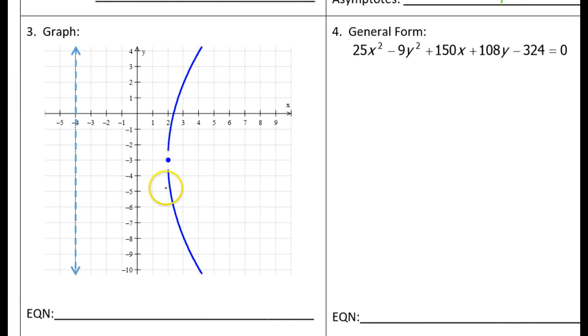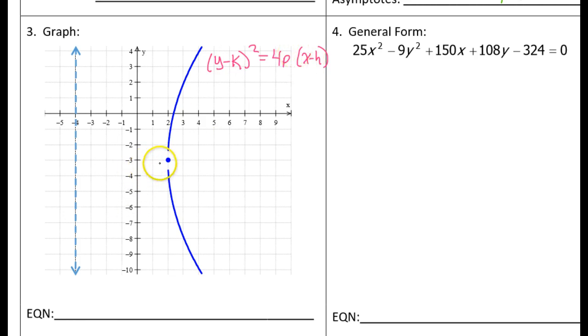Let's do number 3. This is a parabola, and it's a horizontal parabola. So I know that the standard form for a parabola is going to be y minus k squared is equal to 4p times x minus h, not squared. This is the version that we use for a sideways parabola. If the parabola were facing up or down, the x would be first and the y would be second.